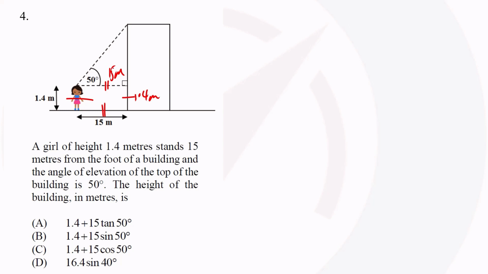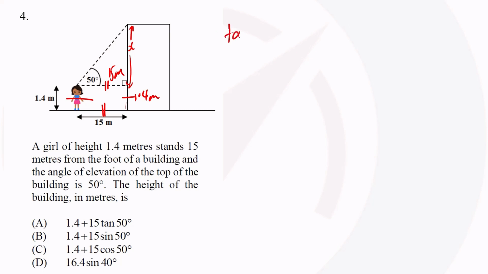Alright, so let us look at what we want. It asks us to find the height of the building. So let's call this first part here x1. We want to find it first, because we already know the rest is 1.4. So let's find it. We have the opposite over the adjacent. So that's tan.